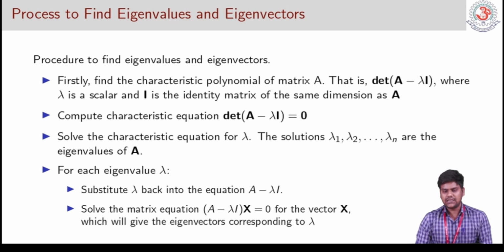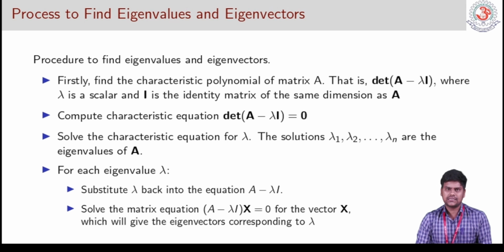The determinant of A minus lambda I is a polynomial in the variable lambda. If you take 3 cross 3 matrices, you will get a cubic polynomial. For 2 cross 2 matrices, that will be a quadratic polynomial. For 4 cross 4 matrices, that will be a fourth degree polynomial. Next we need to compute the characteristic equation, which is the characteristic polynomial equal to 0.